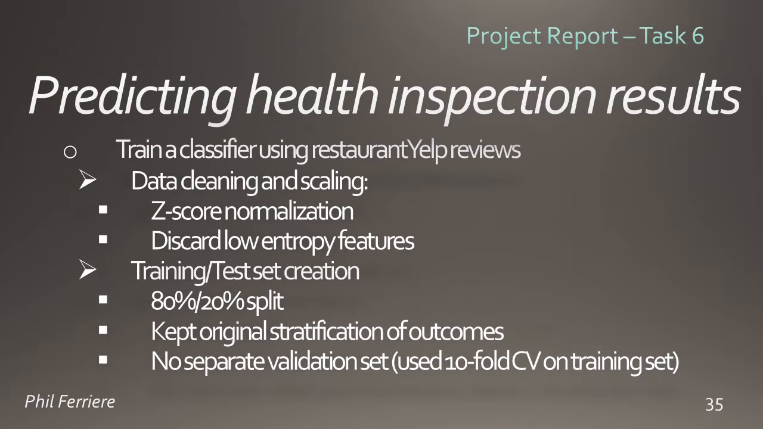I also discarded low entropy features, that is, predictors with constant values or near zero variance. I split the original label data into 80% training and 20% testing partitions, and made sure to keep the original stratification for the outcome values. I did not need to create a separate validation set because I wanted to use 10-fold cross-validation on the training set, meaning that for each fold, 10% of the training data was set aside for validation purposes.